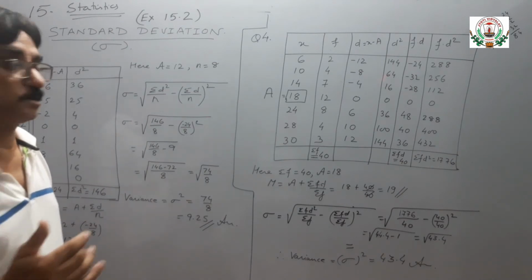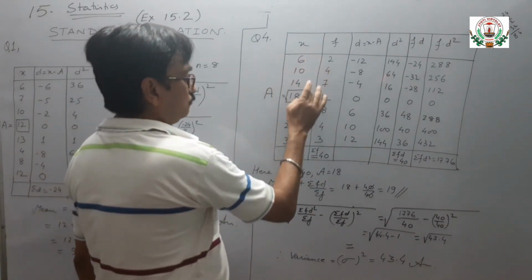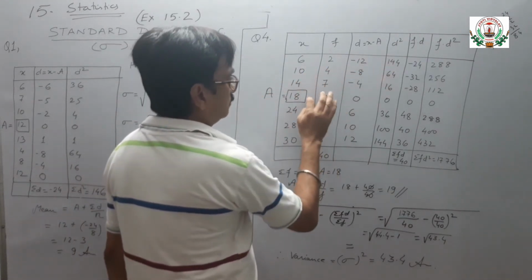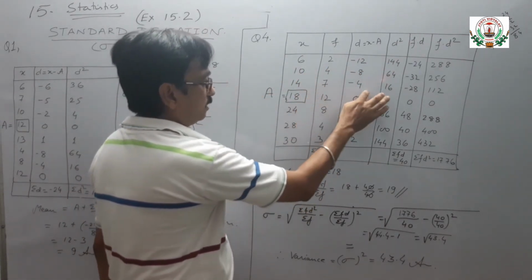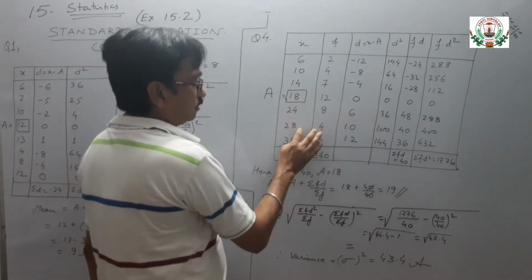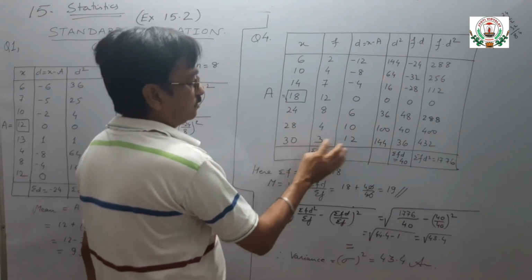7 plus 1, 8 divided by 2, 4. 1, 2, 3, 4. This will be our assumed mean. Now 6 minus 18 is minus 12, 10 minus 18 is minus 8, 14 minus 18 is minus 4, 18 minus 18 is 0, 24 minus 18 is 6, 28 minus 18 is 10, 30 minus 18 is 12.